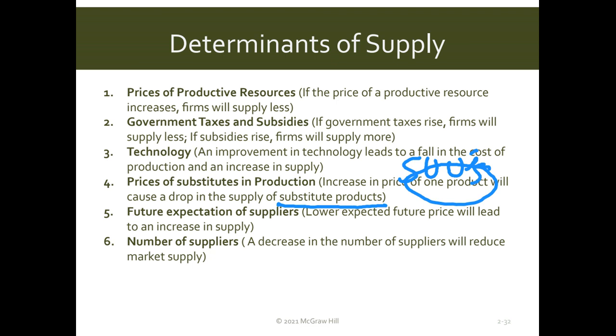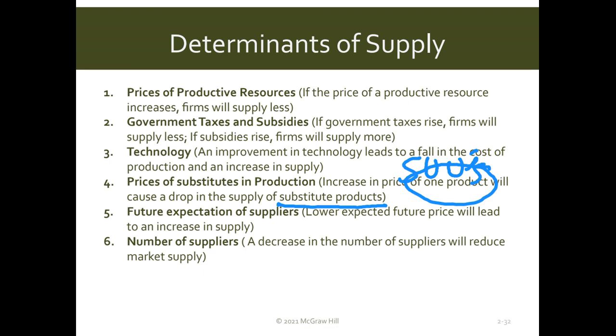And similarly, future expectations of suppliers. Again, same thing as for consumers, but the case is opposite. Don't get confused. You will see these problems in your exams, in your quizzes. So for example, if I am expecting, I mean consumers, if I am expecting prices to be higher next month, I'm going to demand more. But from the producer's point of view, if producers or suppliers are expecting prices to be higher next month, they are going to supply less today. Why? Because they hold their supply. Why? Because they are going to sell their products next month so that they can charge higher prices.